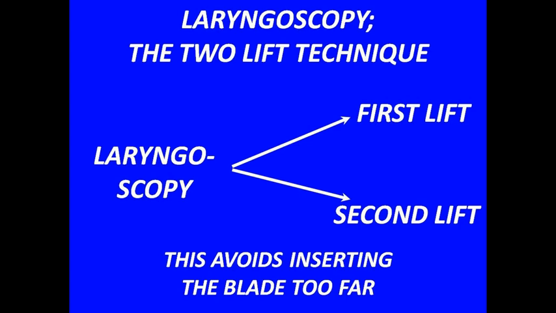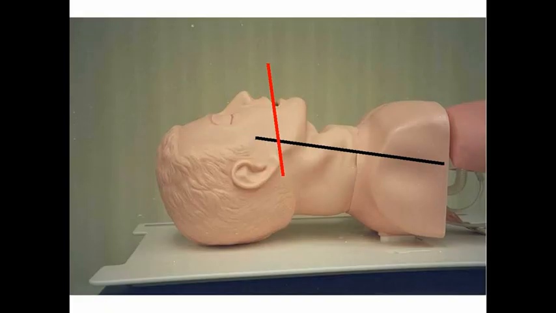Now, I teach laryngoscopy as a two-step process in the adult patient. These images show the mannequin head in a normal anatomical position. The long axis of the mouth is shown in red, and the long axis of the trachea is shown in black. And the two are nearly, but not quite, at right angles to each other. And this explains why, when we look into a patient's mouth in this position, it's simply impossible to see the larynx, and hence the need for a laryngoscope.